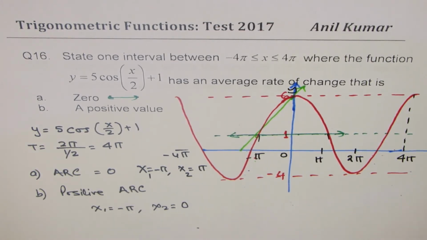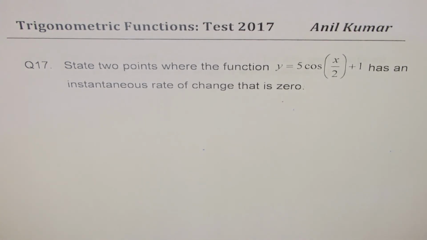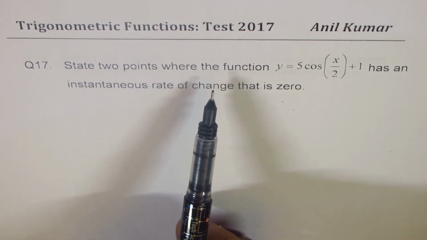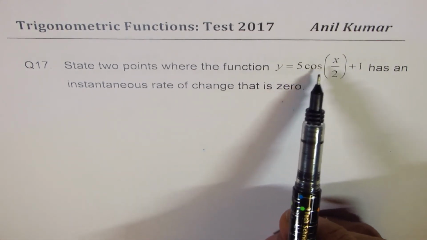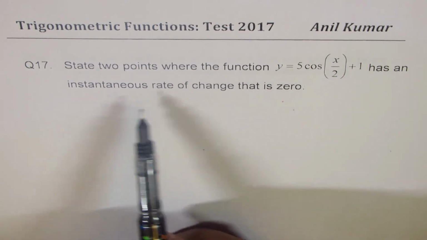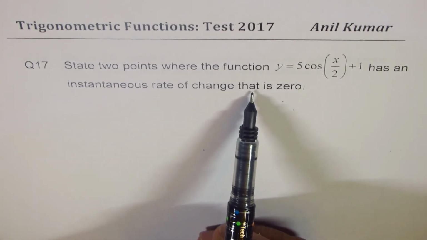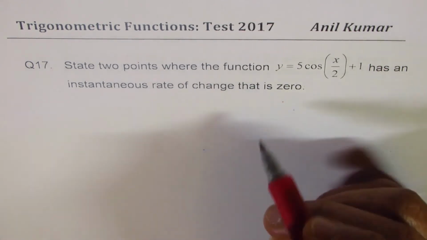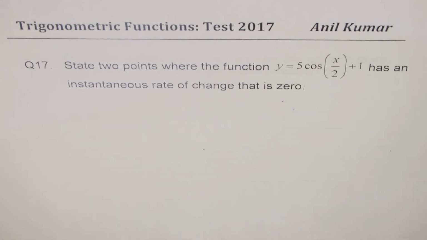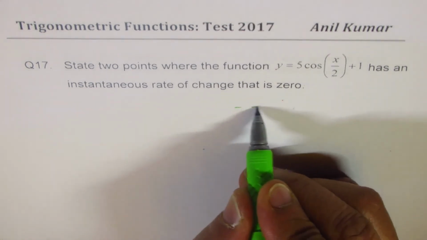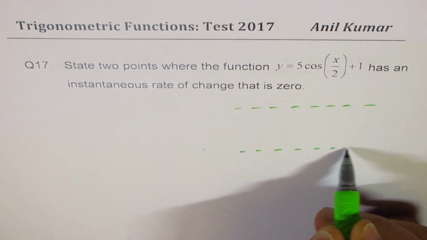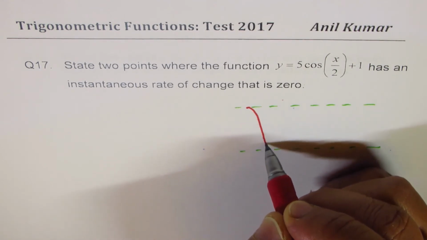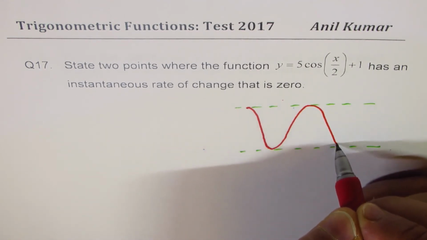Let's move on to the next question, which is question number 17. Question is, state 2 points where the function y equals 5 cos x by 2 plus 1 has an instantaneous rate of change that is 0, right? So, the graph which we had just sketched, let me make a smaller version of this now. So let the graph be kind of like this now. I'm making a smaller version just to explain the point. So we'll start with the maximum, go down, up, go down and up, right?